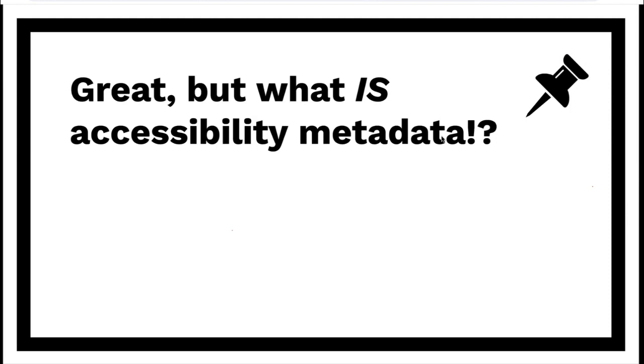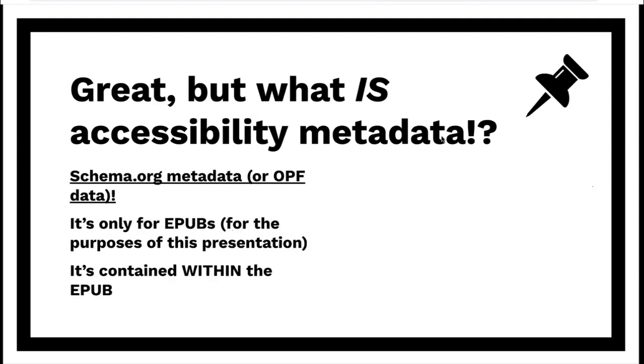When we talk about accessibility metadata, we're actually talking about two different types of metadata. The first is the schema.org metadata. For the purposes of this presentation, it's only for EPUBs, and that data is contained within the EPUB. You've probably only seen the schema.org data if you make your EPUBs by hand or you just like to poke around with stuff. Okay, the other one you're all going to be more familiar with, presumably.